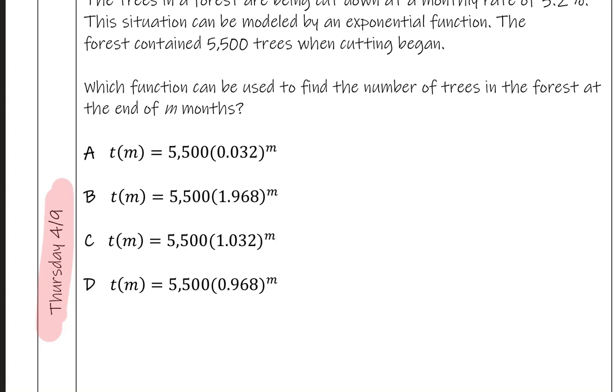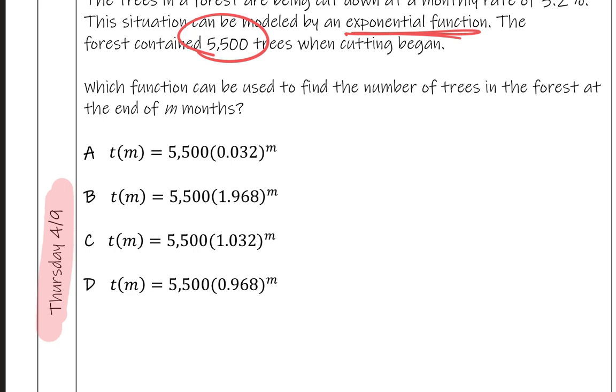All right, this one says the trees in the forest are being cut down at a monthly rate of 3.2%. This situation can be modeled by an exponential function. The forest contains 5,500 trees when cutting began. So if this is when it began, what can I talk about? What can I say about that 5,500 in regards to exponential functions?